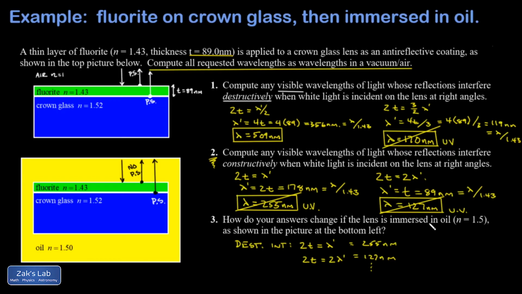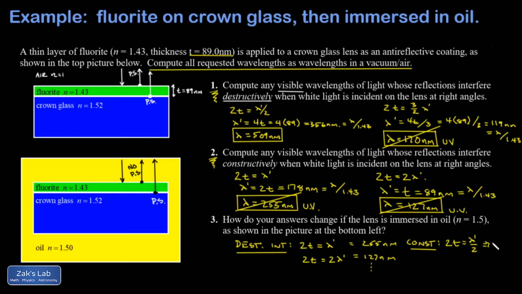So there are no visible wavelengths of light that are going to interfere destructively once I immerse this thing in oil. What about my constructive interferences? Because one of these reflections has no phase shift and the other is phase shifted, I'll get constructive interference if my extra travel distance for the second reflection puts that reflection a half wavelength out of phase. The first time that happens is when 2T is equal to lambda prime over 2. And again, I noticed that I've done these calculations before. It's just that that was the calculation for destructive interference when the lens wasn't in oil. So 2T equals lambda prime over 2.